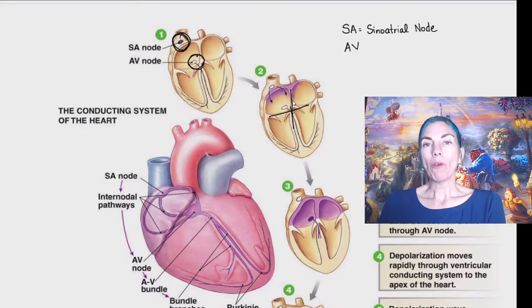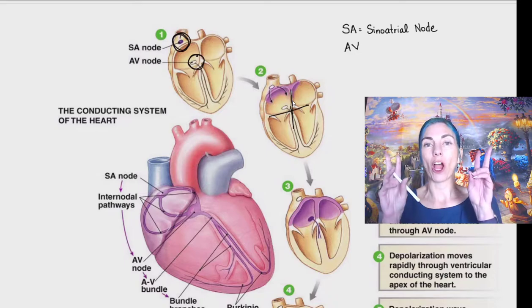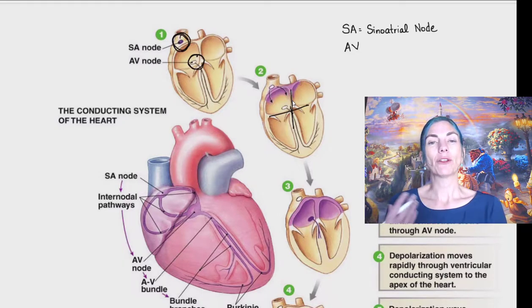Okay, both the SA node and the AV node contain autorhythmic cells that depolarize on a schedule, and therefore are capable of initiating the wave of action potentials that sweep through the rest of the myocardial cells and generate a contraction or a twitch. But the SA node tends to propagate action potentials faster than the AV node, and therefore the SA node tends to set the pace of the heart. And so the SA node should be the pacemaker of the heart.